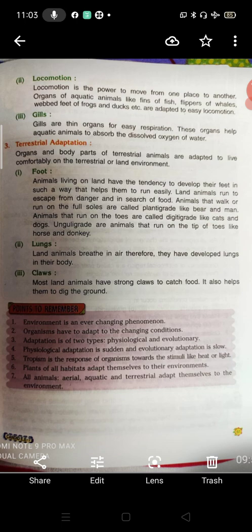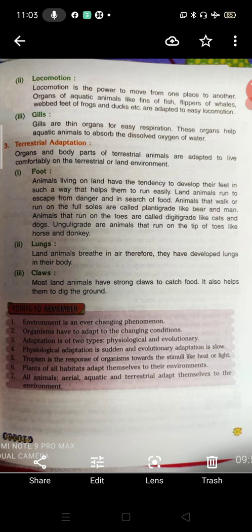Terrestrial adaptation. Organs and body parts of terrestrial animals are adapted to live comfortably on the terrestrial or land environment. Foot. Animals living on land have the tendency to develop their feet in such a way that helps them to run easily. Land animals run to escape from danger and in search of food. So, there are two reasons why land animals run: to escape the danger, or when they are looking for food, or running after the food.